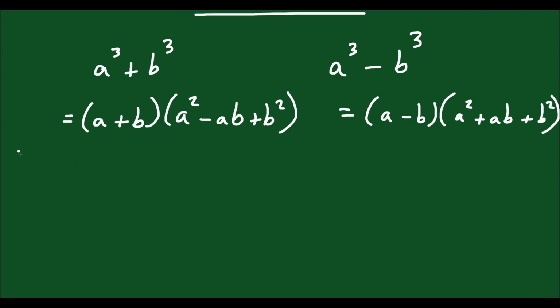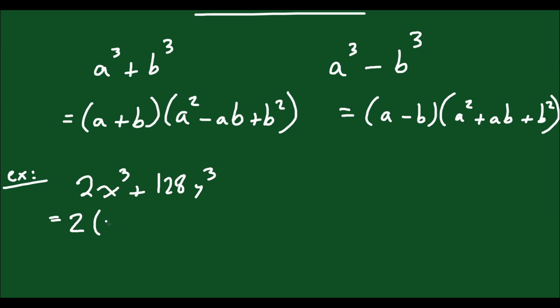So if I gave you an example, and I told you we have 2x cubed plus 128y cubed, you'd have to identify what a and b are. And actually, even before that, if you recall, at the start of this video, I said, what's the first thing you do? Well, you common factor first. It's going to make your life a lot easier. So see if there's a common factor, and in fact, for this one there is. You can take out a 2. If you take out a 2, you're left with x cubed plus 64y cubed.